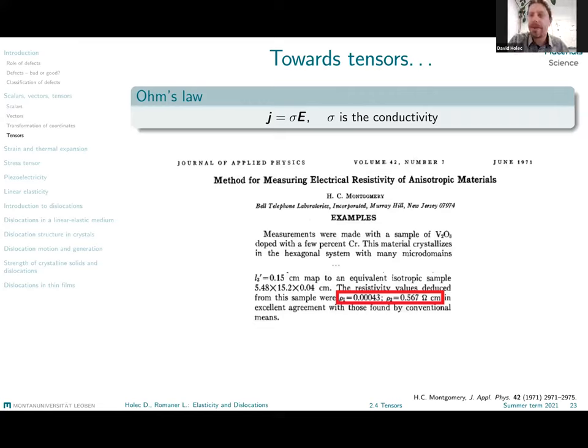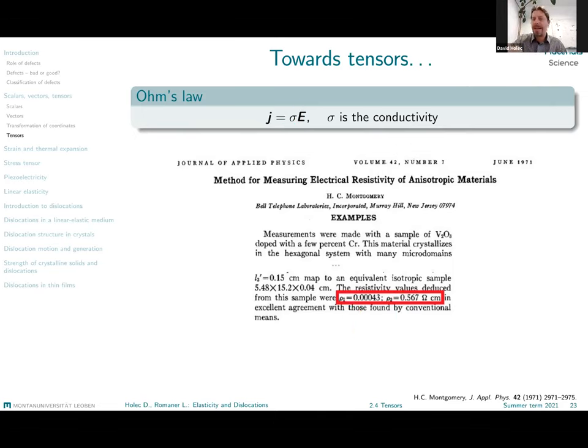Taking here an example of an old publication, 50 years old, where people reported on the electric resistivity, which is the inverse of conductivity, so we can talk about the electric conductivity of vanadium oxide. And they do not provide a single number here. They actually provide two numbers, which might be confusing. Once again, we would be expecting a single number, whereas they provide two numbers. What are those two numbers? Those two numbers are actually very specific components of a certain matrix of resistivities.